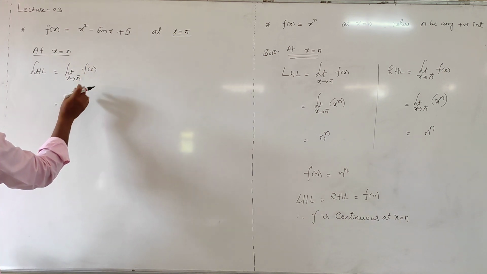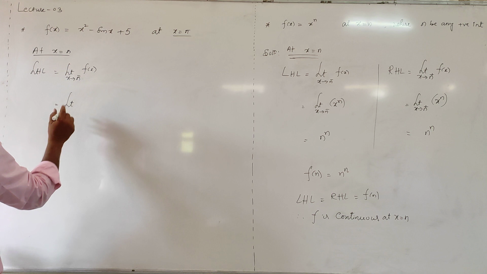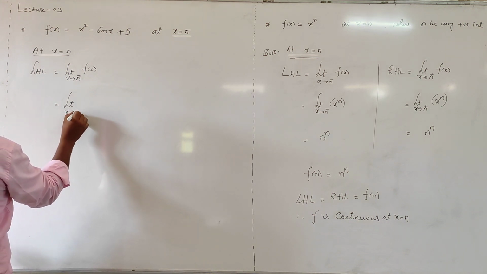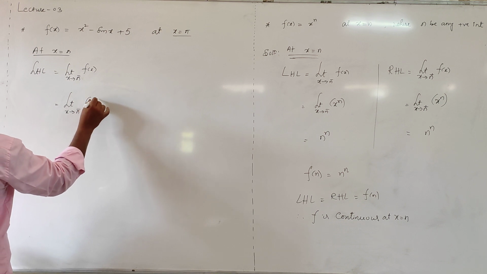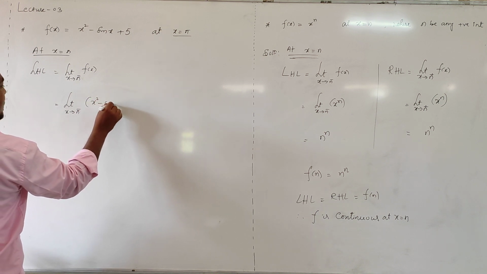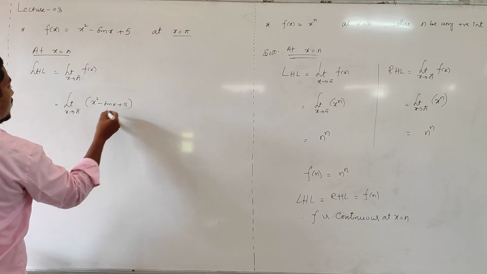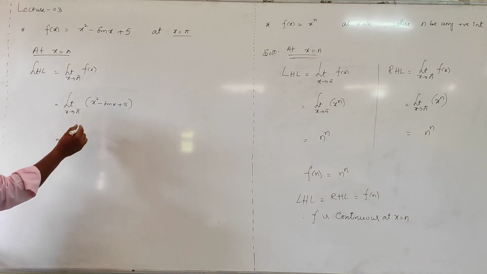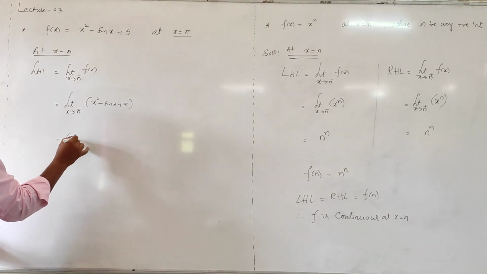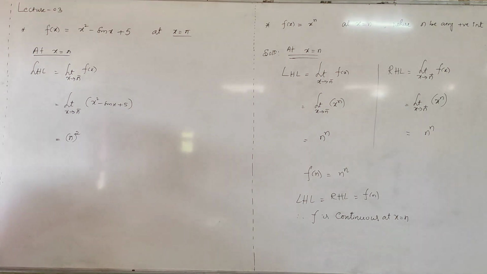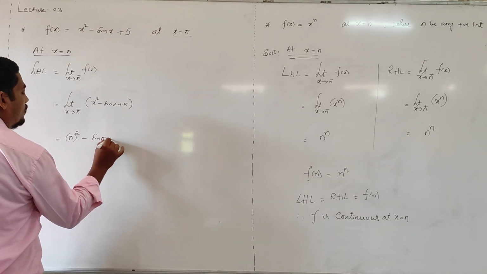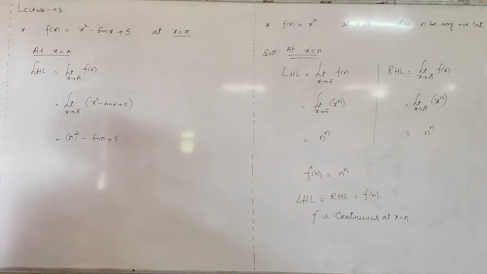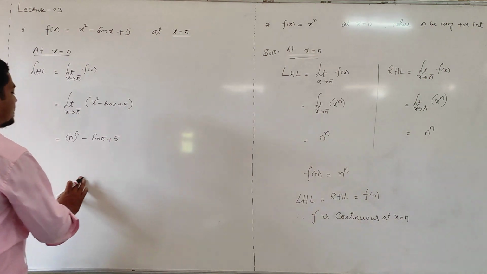In this problem, for both LHL and RHL, the same function, x tending to pi minus. What is our f of x? That is x square minus sin x plus 5. After that, put x value pi, replace that x as pi: pi whole square minus sin pi plus 5. It is independent of x, keep it as it is. Then tell me what is sin pi value.